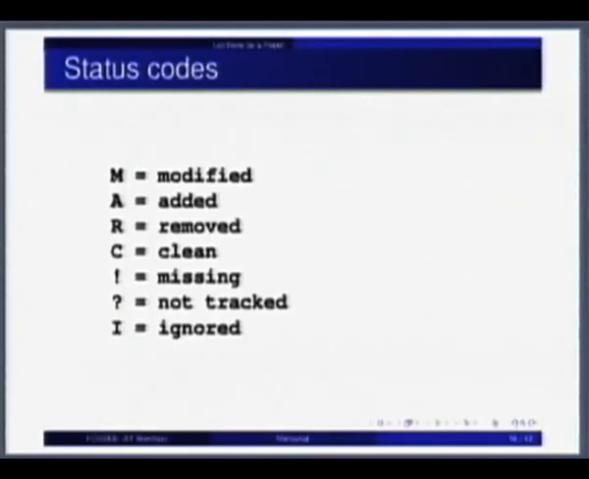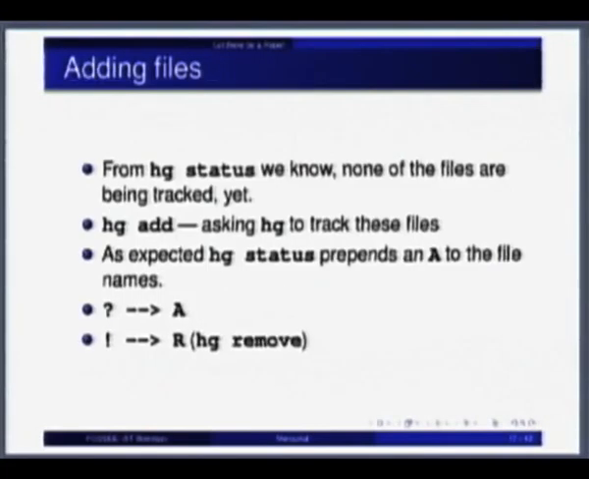Is this okay? So I'll repeat what we've done. We first did hedgy status. We had one file, hello.sh, which it said is untracked. And then we said hedgy add, and it added that file, at which point the status said question mark has become A.